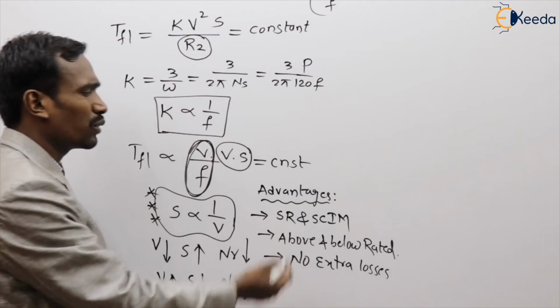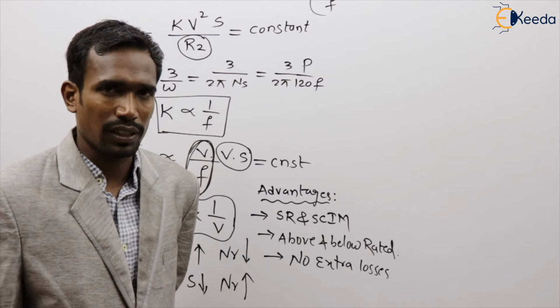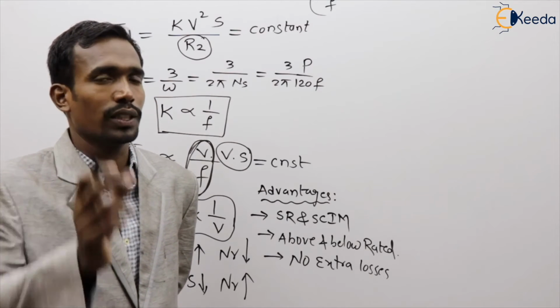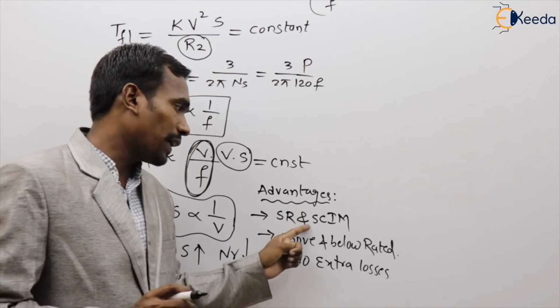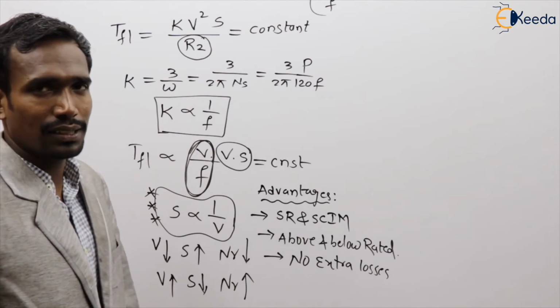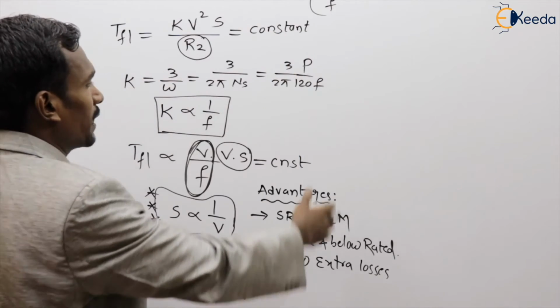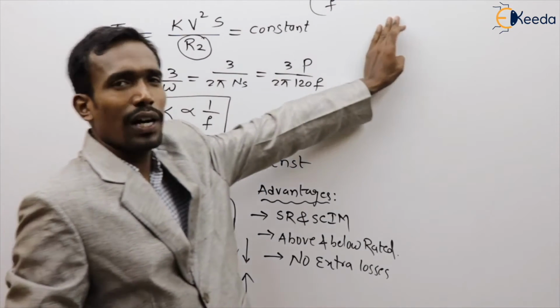These are the general advantages. All are advantages only. There are no disadvantages actually. These are the advantages: applicable for both slip ring and squirrel cage induction machines, and applicable for both above rated and below rated speeds. Right, sir. This is the speed control. Now speed control is completed. Now for torque control.